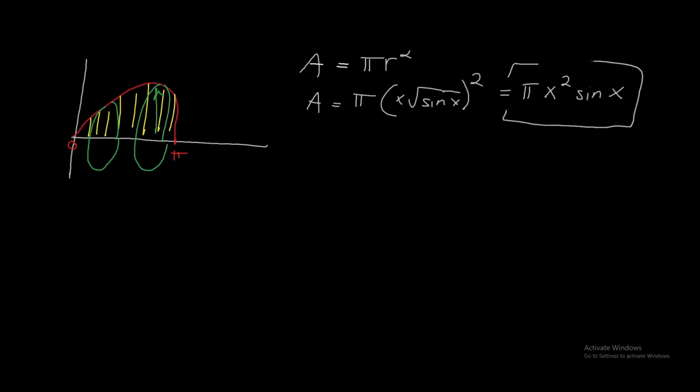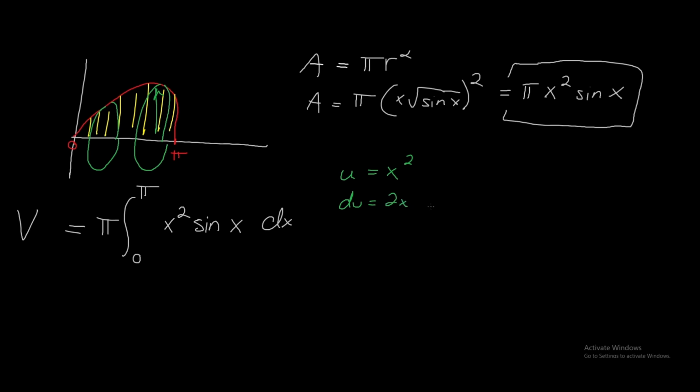So now we want to integrate this area over our interval of interest, which is from 0 to pi. So let's go ahead and do that. First things first, we can pull out that pi because it's a constant, and then we can just rewrite the rest of this. And so now this integral we actually need to do by integration by parts. So let's pick u is equal to x squared, which would make du equal to 2x dx. dv is going to be sine of x, and then v is going to be negative cosine of x.